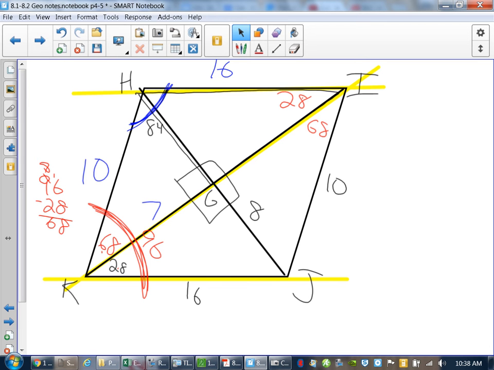Where's the other one? This one? Wait, so how do you find KIE? Technically, we can't because it doesn't really make a triangle. But I'm saying that eventually we will be able to. I just wanted to remind you that you could use law of sines to do it, but since 8 plus 7 is not bigger than 16, this technically doesn't even exist, even though it's there.